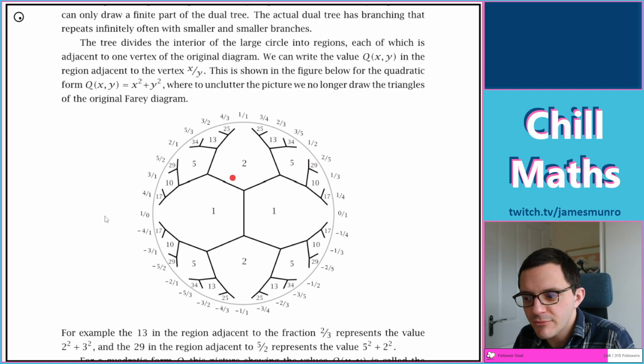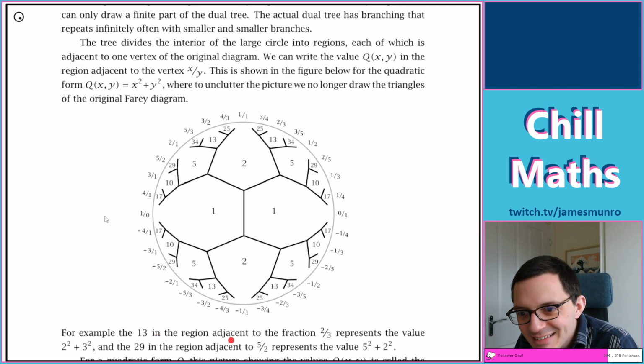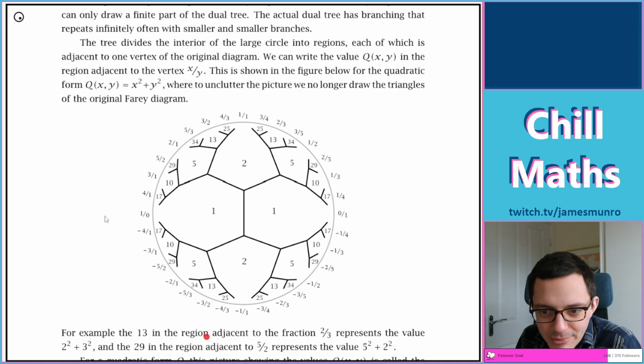Okay, so you've got this region, lots of stuff going on. For example, 13 represents the value of 2 squared plus 3 squared. And the 29 in the region adjacent to 5/2, somewhat totally different. Over here, this 29 means 2 squared plus 5 squared is 29. These are the values you can make by adding together 2 squares. It's something I think I care about.